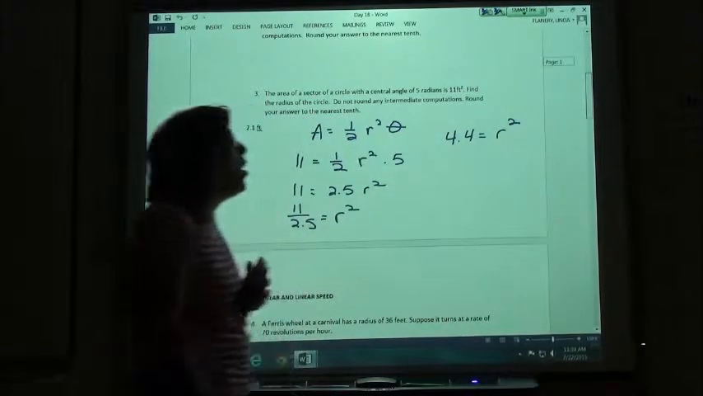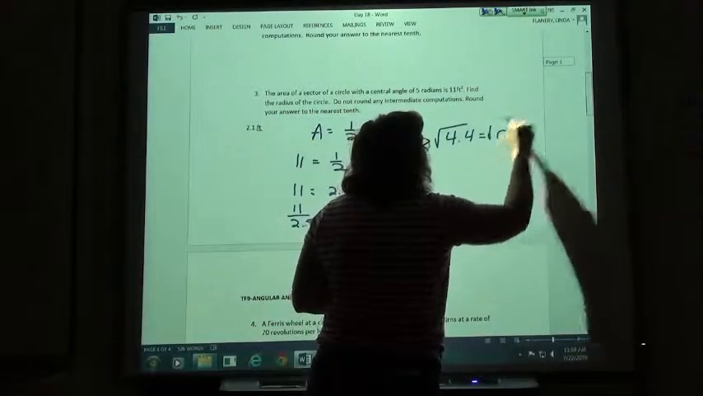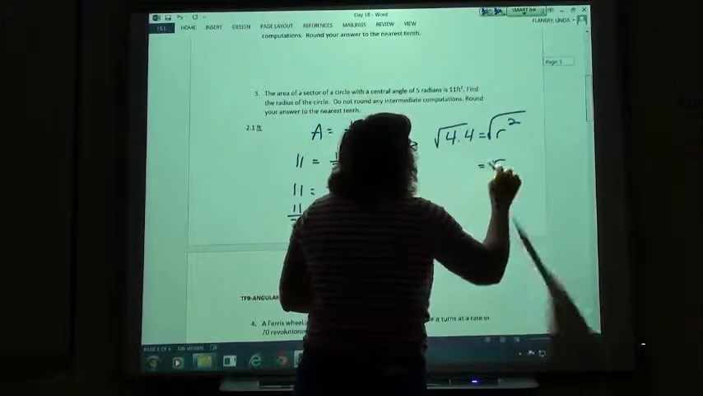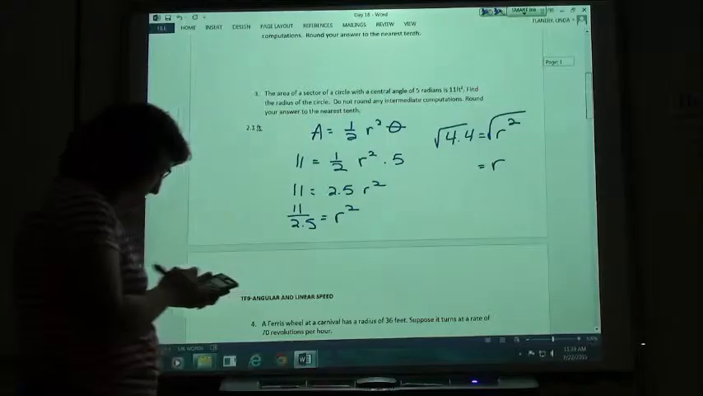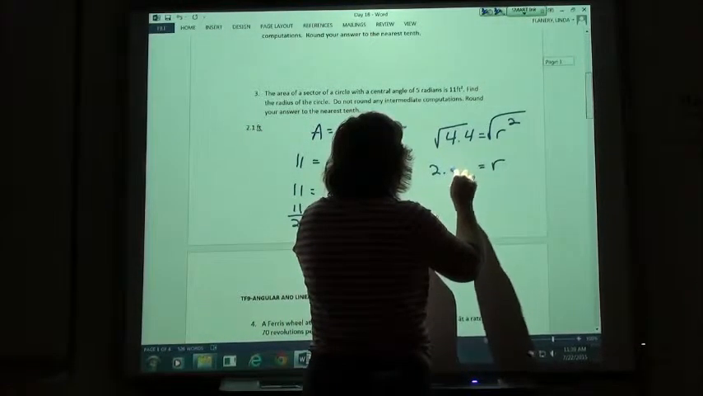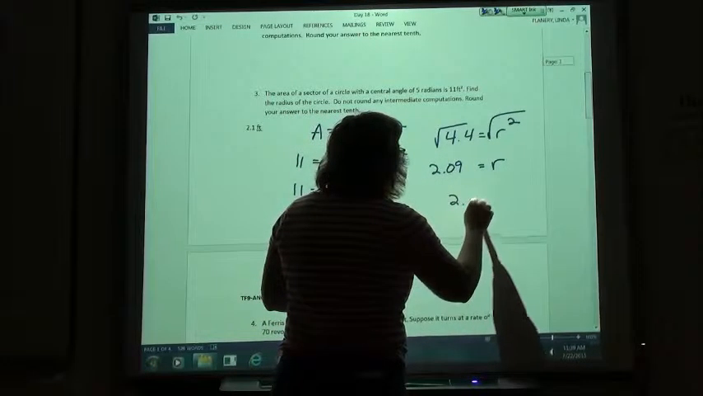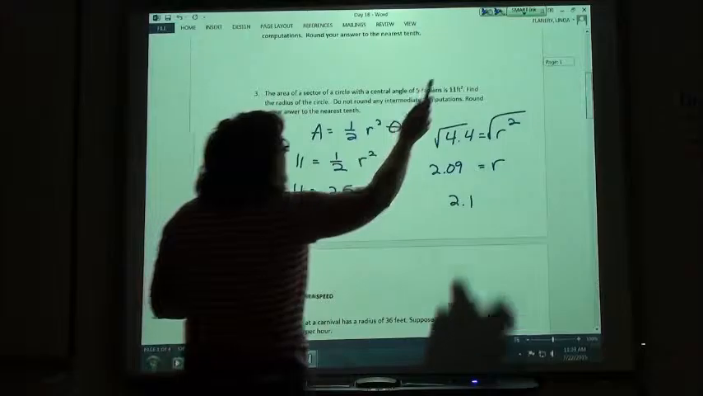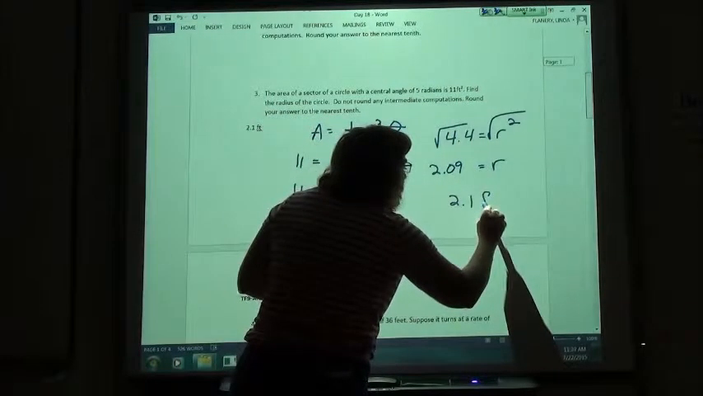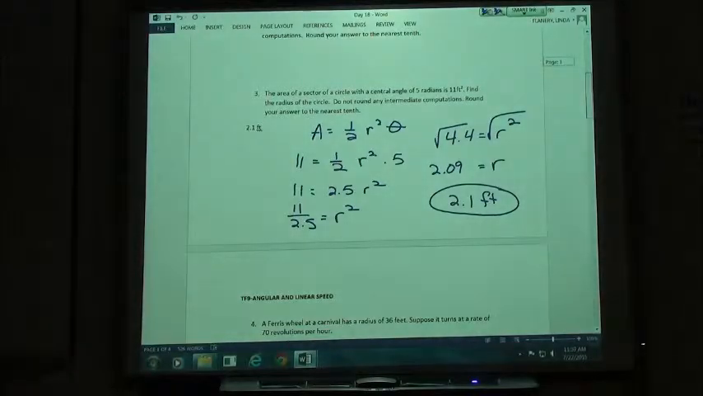And since we just want r and not r squared, we then have to take the square root. So square root of 4.4 gives me 2.09. I'm rounding to the nearest tenth, so 2.1. This was feet squared for the area, which tells me this is feet since I'm just doing the radius, so 2.1 feet.